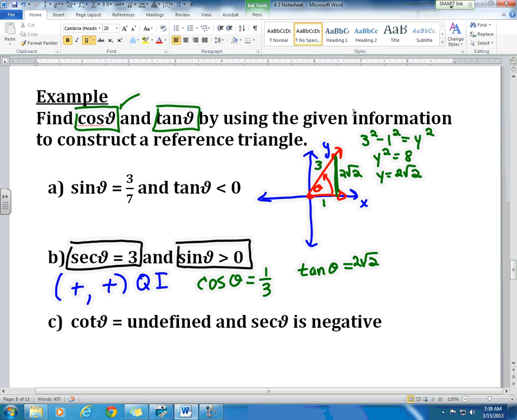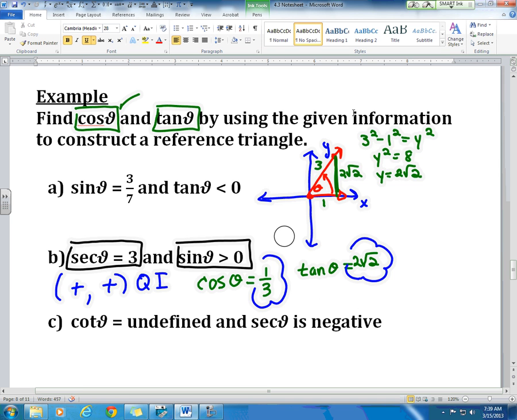So the cosine of theta is equal to 1/3. The tangent of theta is equal to 2 radical 2. Again, forming that reference triangle worked out pretty nicely in this problem because we were in the first quadrant, so there wasn't too much to do.